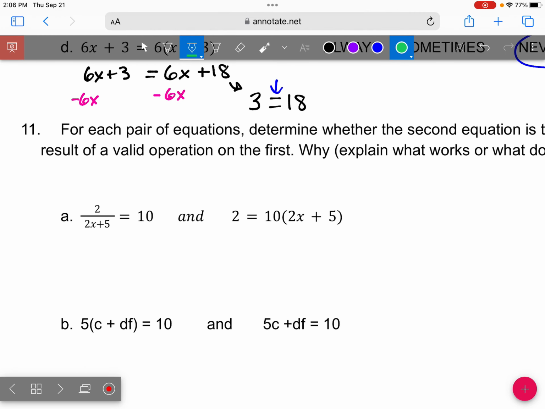Is this a valid operation? Is this a thing that we're allowed to do? Did they follow math rules? Yes, I'm gonna do this. So we're looking to see if this is a valid operation.